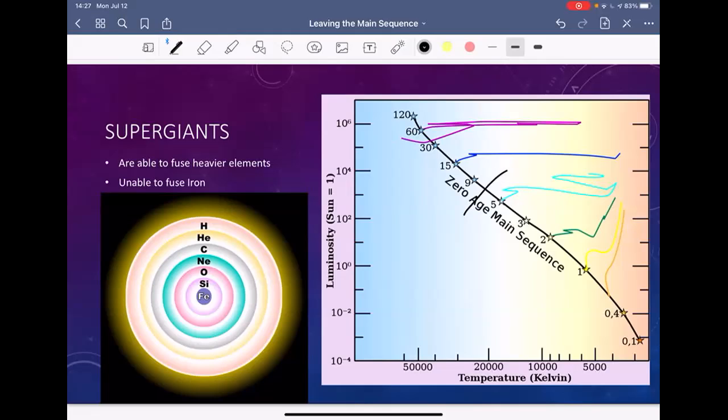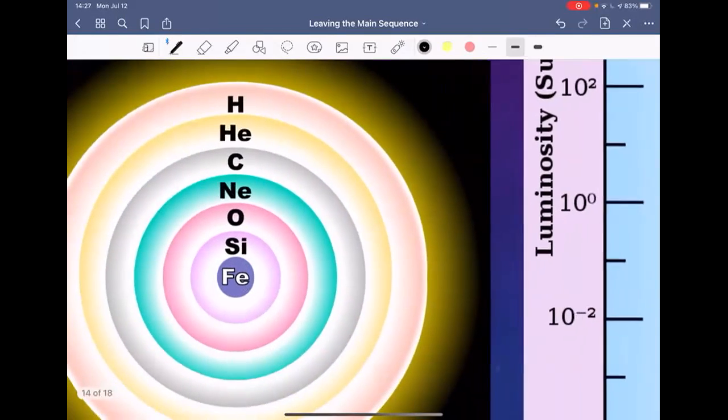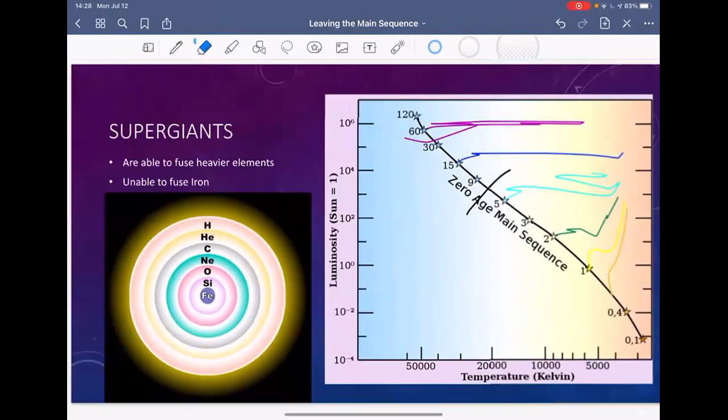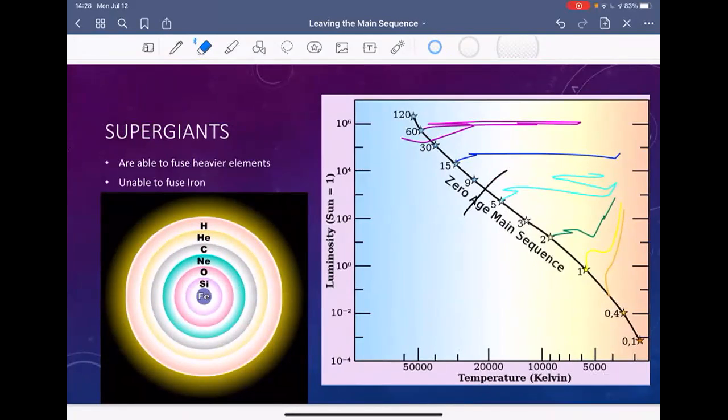So remember those shells that we saw from before, right? We have an iron core with a silicon shell, an oxygen shell, a neon shell, carbon fusing shell, hydrogen fusing shell, and helium fusing shell. So that's what I meant by these bigger stars kind of look like onions when they turn into giants, because you have all these different shells fusing different types of atoms. That's what a supergiant looks like at the end.